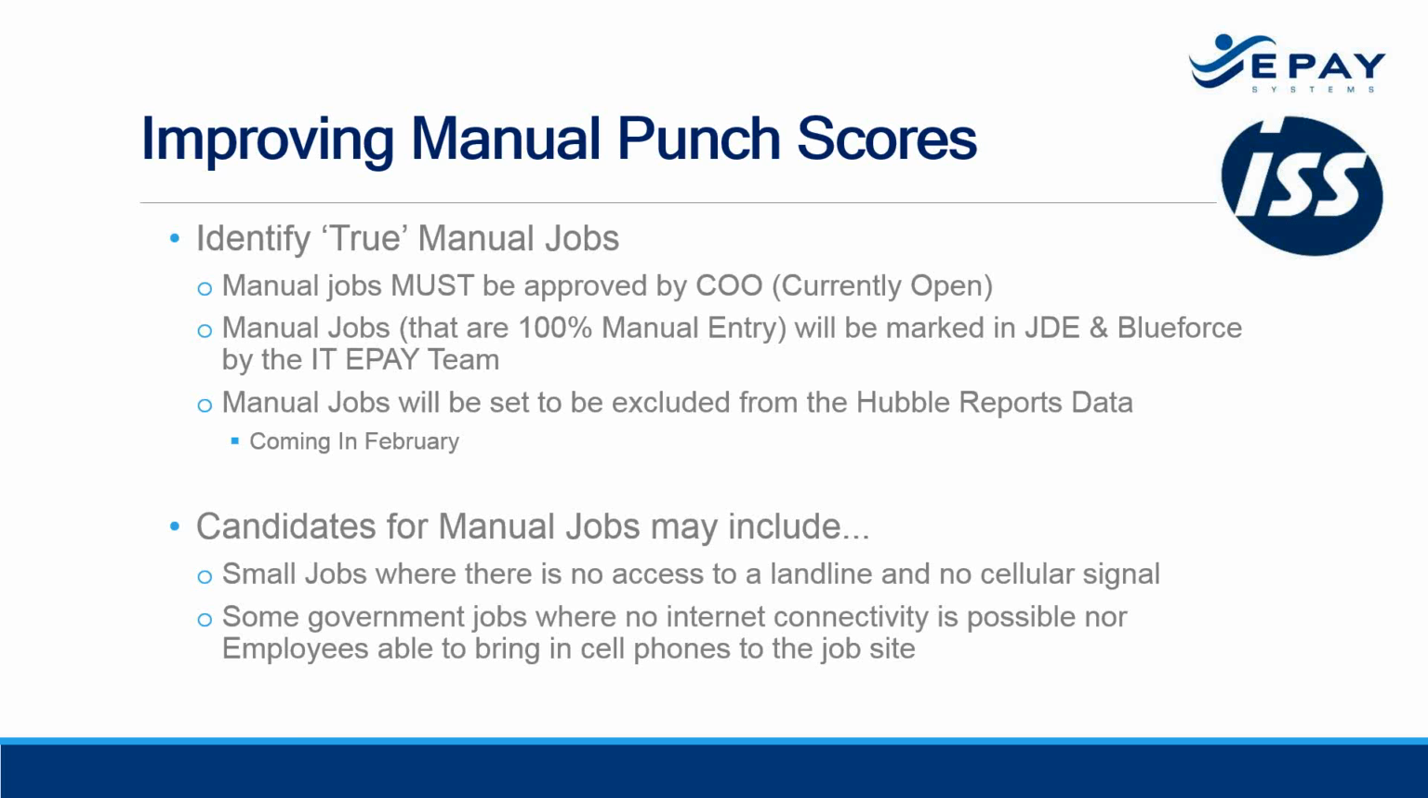Okay. What we have been working towards is a dashboard view for your compliance dashboard in Hubble, in which the view would update your manual punch scores and exclude those jobs deemed as manual jobs. But once again, those are jobs that are 100% manual. It's not one of those where we have 10 employees, 8 of them can clock in and 2 of them are not ever going to be punching in. That's not a manual job. A manual job is 100% manual entry.